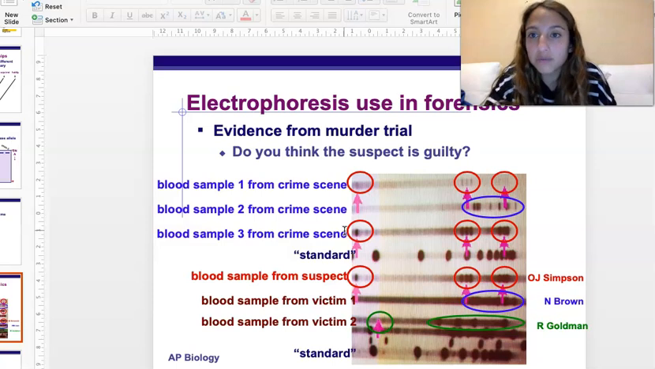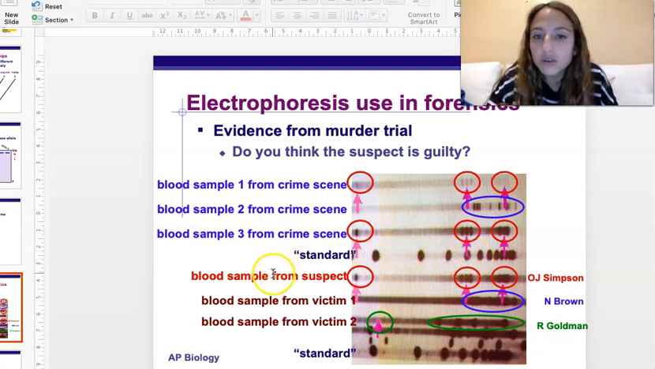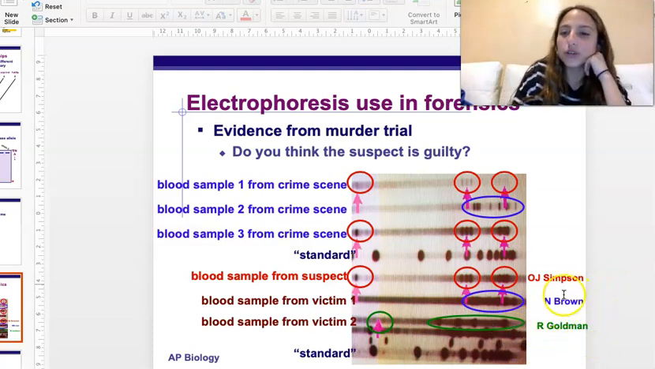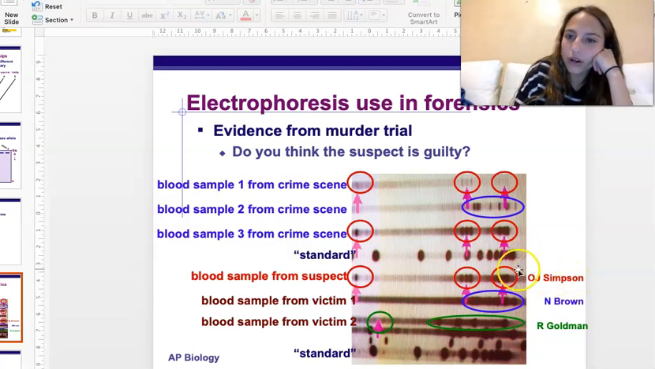It doesn't have to be from different people. They're just 3 samples. Then you have just the standardized length that you are looking at, okay? And then you have the blood sample for the suspect, for victim 1, and for victim 2. It was Nicole Brown and another guy that died in that crime. Okay, so what you can do is compare the sample of the suspect to the sample of the crime scene.